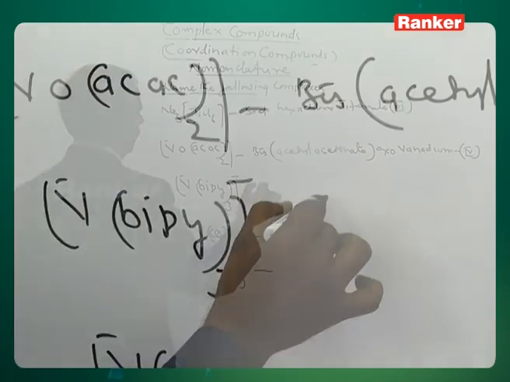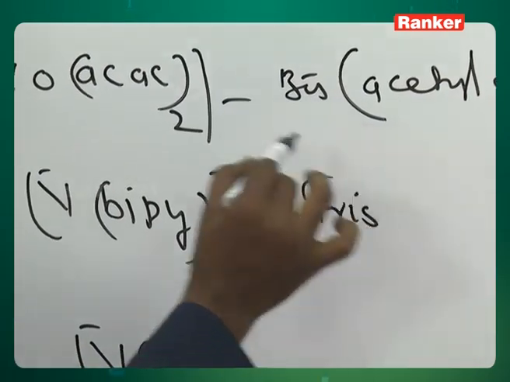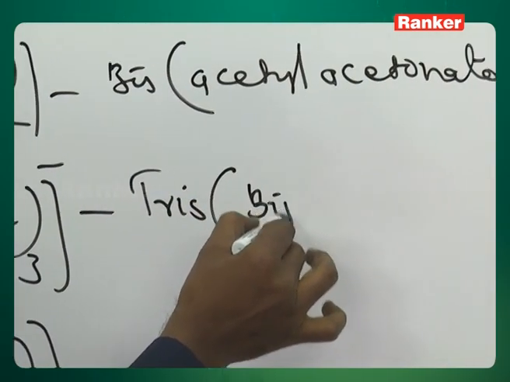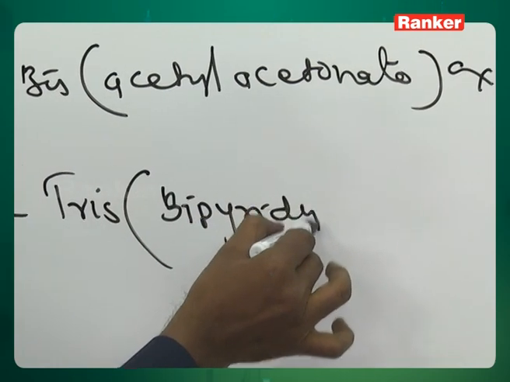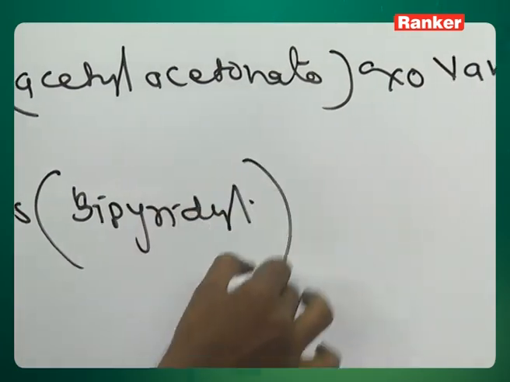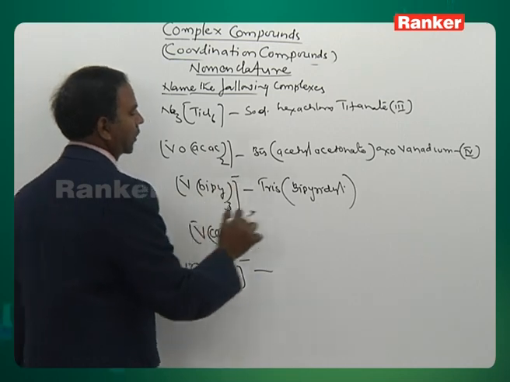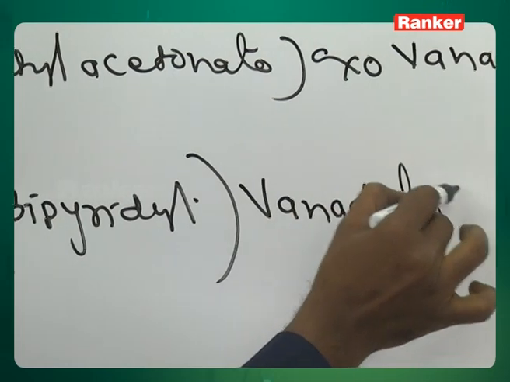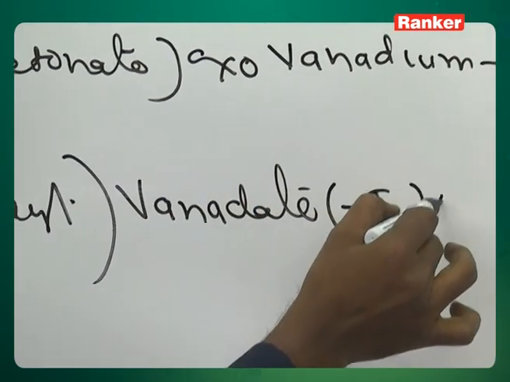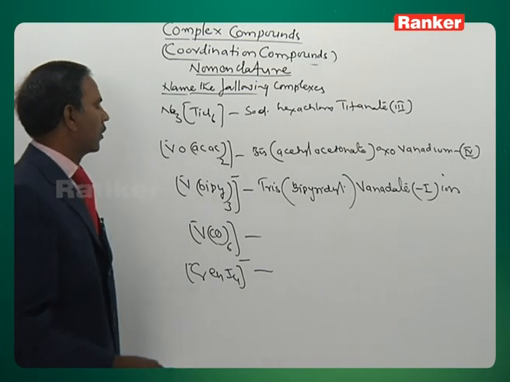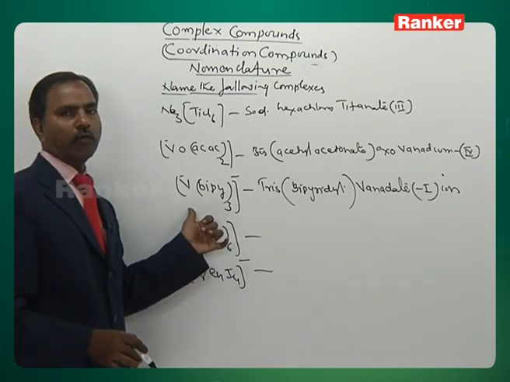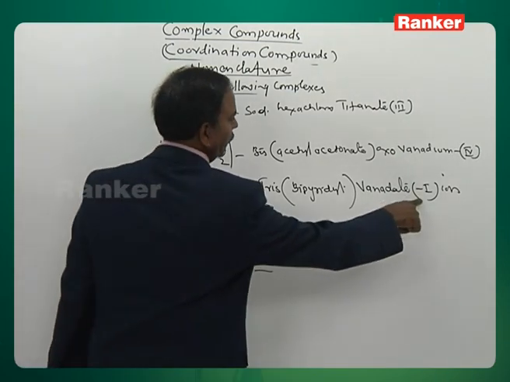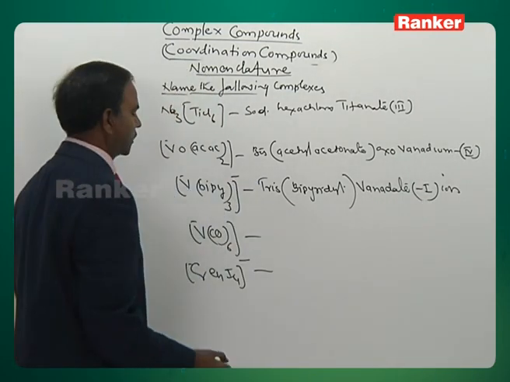Next, this is what? Bidentate, three times is there. Tris(bipyridyl) vanadate, because vanadium is in the anionic part. Vanadate. A -1 charge is there, so ion. Tris(bipyridyl)vanadate(-1) ion. This is the way to represent the oxidation number.